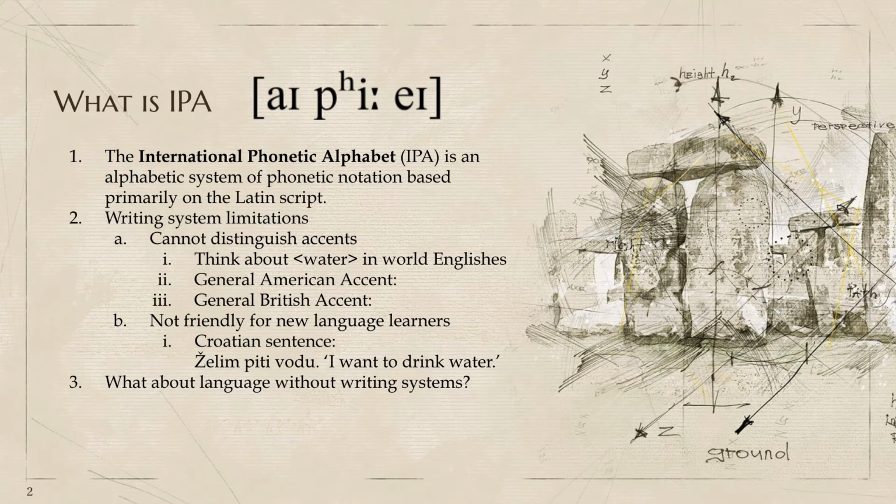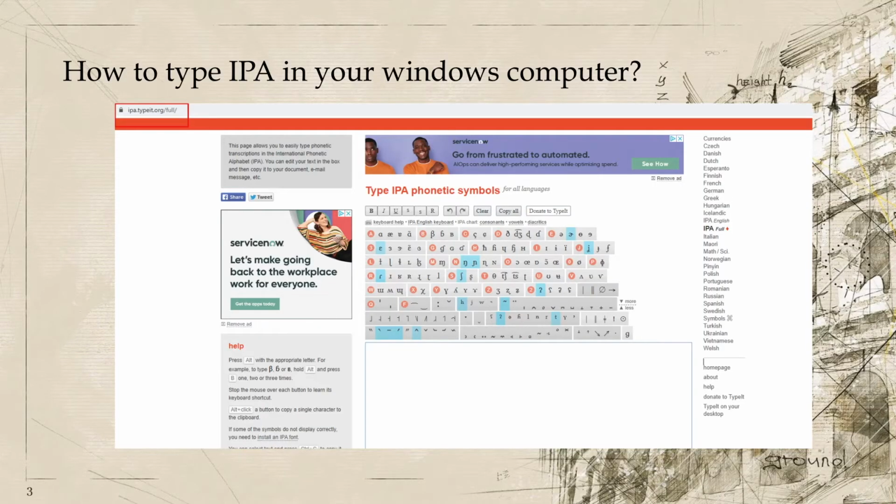Now the question is, how to type it? The easiest way for us to type IPA in any machine, including Windows computer or MacBook, is to go to this website. It is called ipatypeit.org. And basically, you can find any letters that you want to type. First, you need to pick it and copy-paste it to the text you are writing and change the font style. However, people might think it is too complicated because you have so many steps to do.